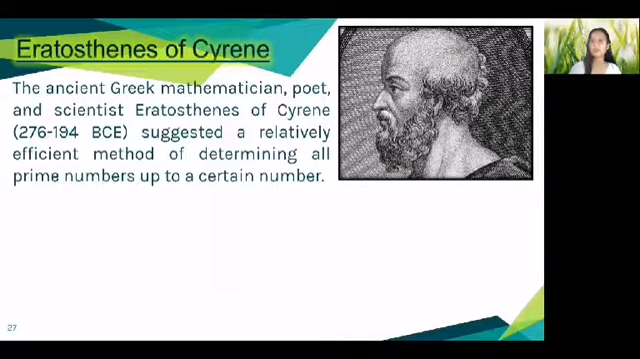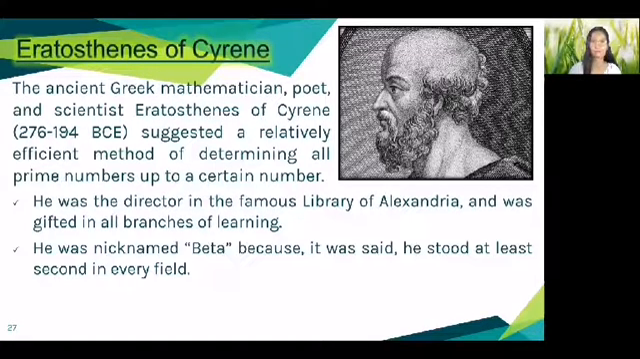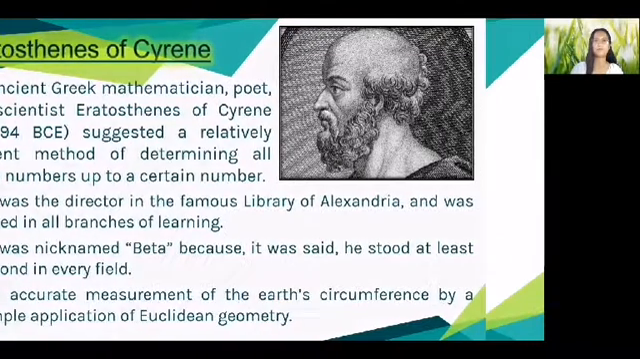Eratosthenes of Cyrene suggested a relatively efficient method of determining all the prime numbers up to a certain number. He was the director of the famous Library of Alexandria and was gifted in all branches of learning. He was nicknamed Beta because it was said he stood at least second in every field. And the third one, the accurate measurement of the Earth's circumference by a simple application of Euclidean geometry.